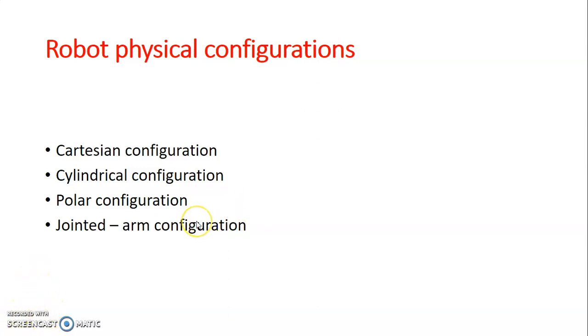In the previous video, we were discussing different robot configurations. In that, we understood two configurations of the robot, that is Cartesian configuration and cylindrical configuration. Another two configurations of the robot, that is polar configuration and jointed arm configuration, are left. So in this video, we'll understand what is polar configuration of the robot and what is jointed arm configuration of the robot.